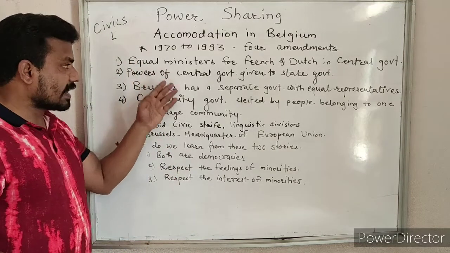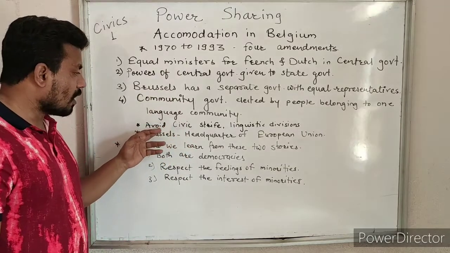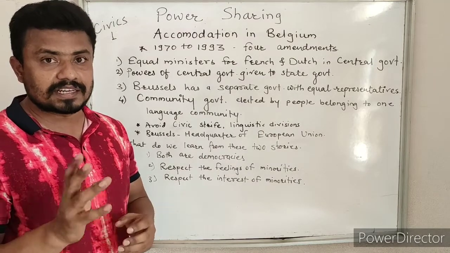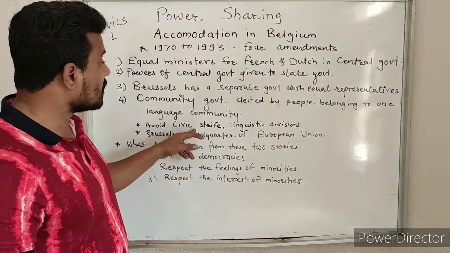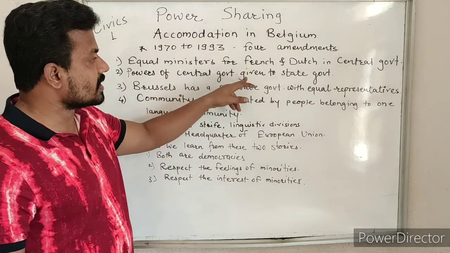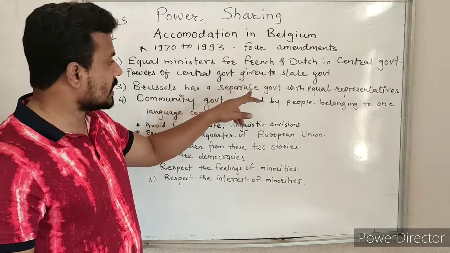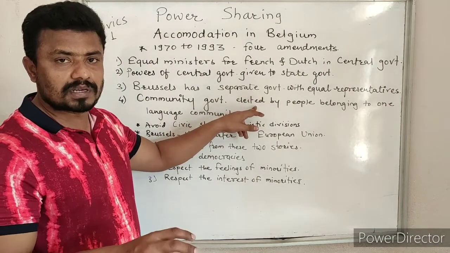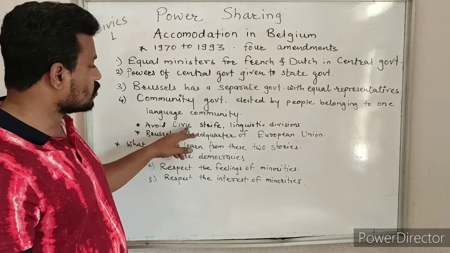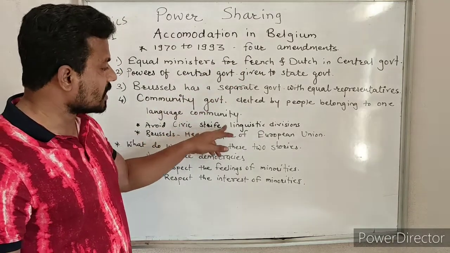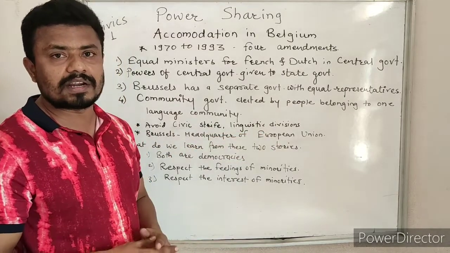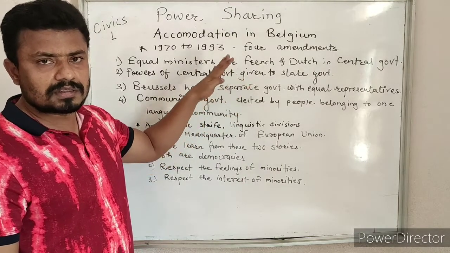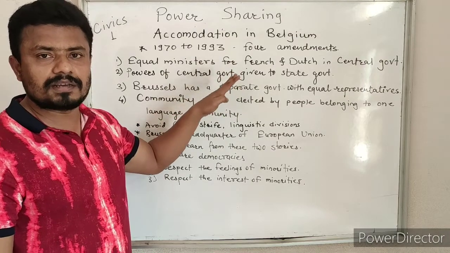Dear students, this kind of arrangement helps to avoid civic problems. The problems which were created in Sri Lanka, like civil war, are not created here because of this arrangement. Equal representatives, some powers of the central government given to the state, Brussels has a separate government, and equal community government for both the communities in local government. So this arrangement is helpful to solve the problems of civil discrimination and linguistic divisions. It will not divide their country on the basis of languages. So this is the best arrangement made by the government of Belgium. These are the 4 changes, these are the 4 amendments they made in their constitution.